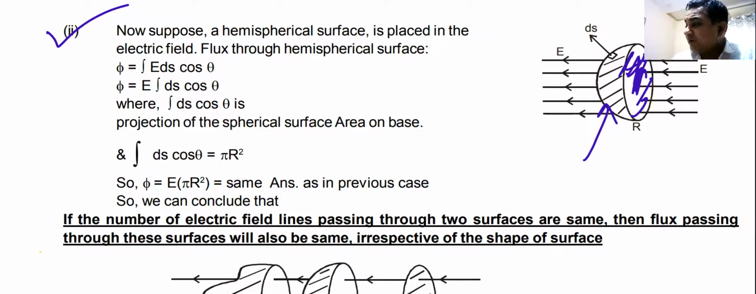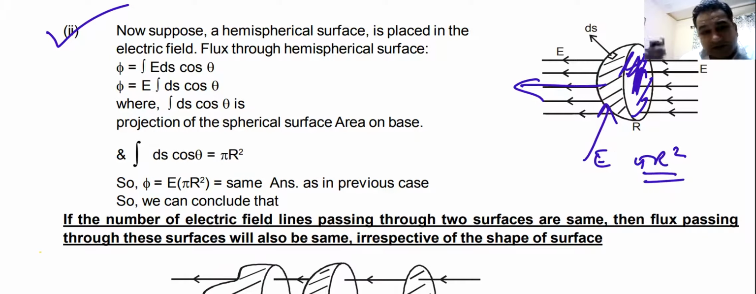Total flux is zero means whatever flux is passing through this part, the negative of that is passing through the curved part. Then find the flux through the curved part. It is simple: E multiplied by pi r square. This is incoming. If one is incoming, the other one would be outgoing, and you will get the answer.